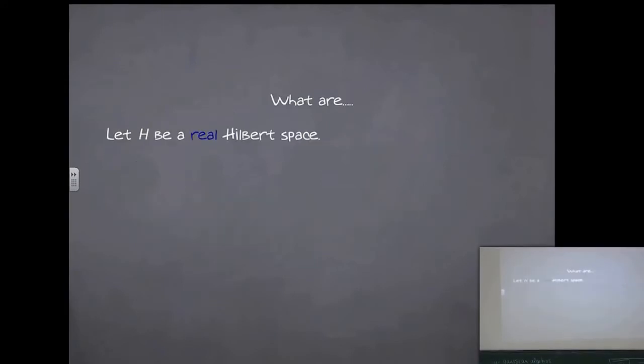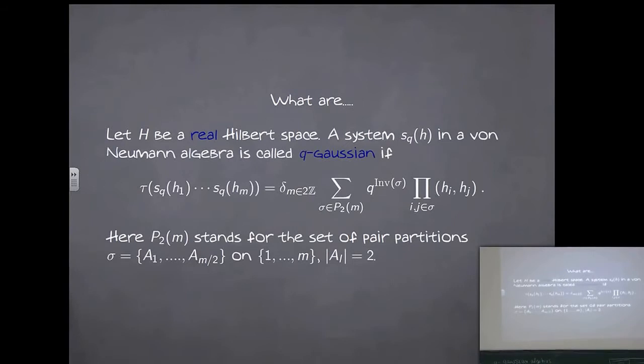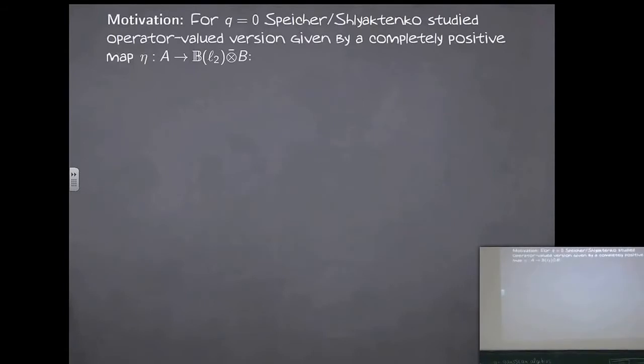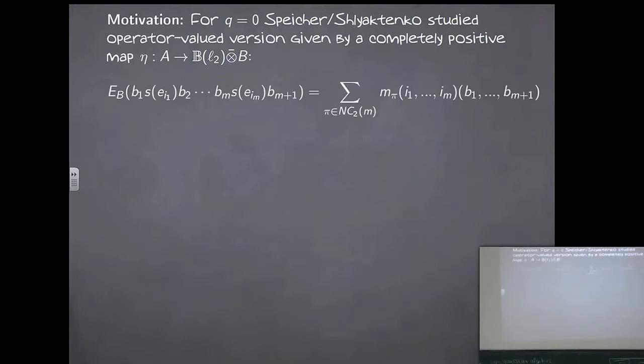Whatever, right? So I told you about these formulas for partitions. And then for q equals 0, Shlyakhtenko's operator-valued q-Gaussians really depend on a completely positive map, or a family of completely positive maps, or B(L2)-valued completely positive maps.